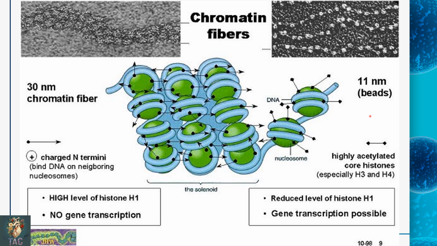Here you can see highly acetylated core histones, especially H3 and H4. There is a reduced level of H1 and gene transcription is possible here. So this is the structure of the solenoid, which is formed by the nucleosomes. In this you can also see the beads-on-a-string appearance of the nucleosomes, attached to each other by the linker DNA, and here you can see the condensed form of the chromosome.